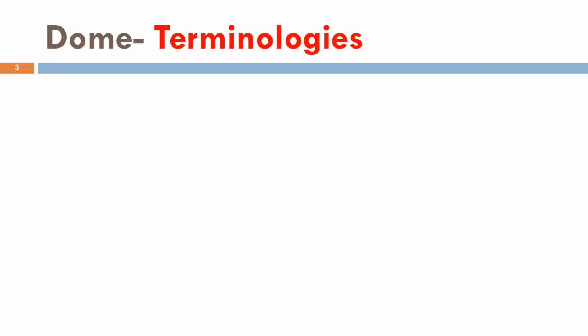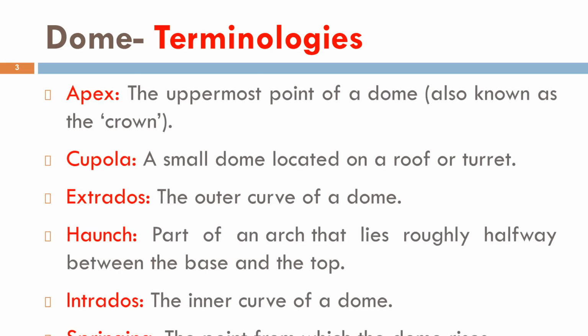To understand dome construction, we should know some important terms. The apex is the highest point of the dome. A cupola is a small dome built on top of a roof. The extrados is the outer curved surface, while the intrados is the inner curved surface. The haunch is the middle portion between the base and the top of the dome. The springing is the point where the dome starts rising from its supports. These terms are commonly used in dome design and construction.